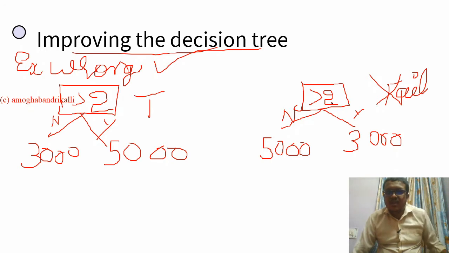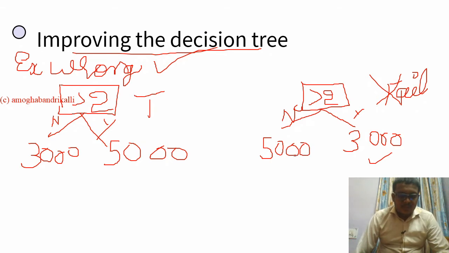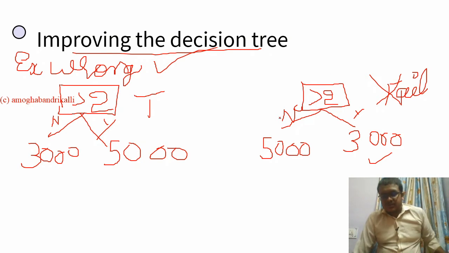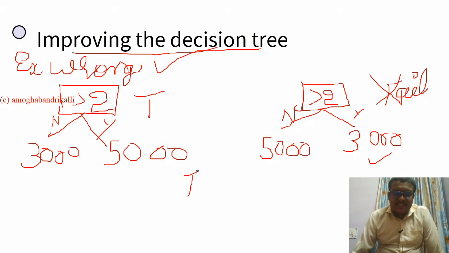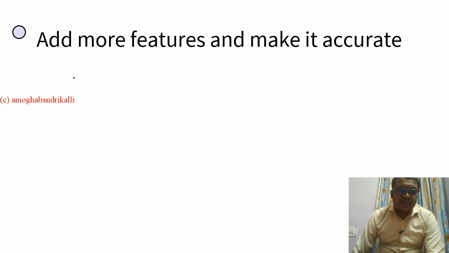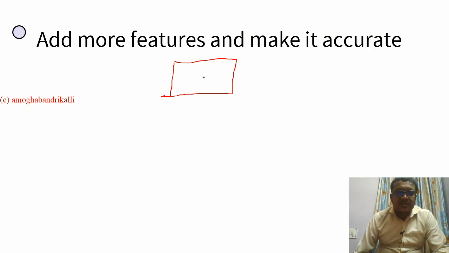Because if it has more than two bedrooms, the cost should be high, but here it is vice versa. So now we need to add more features to avoid these errors. So more trees or more questions we need to add, in order to avoid these kinds of scenarios. So adding more questions: the first basic question is, more than two bedrooms?